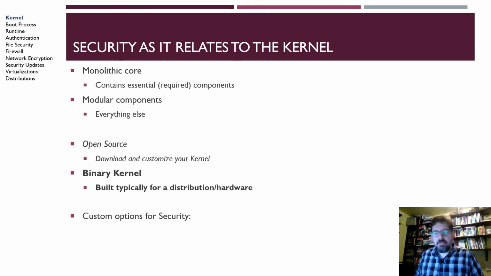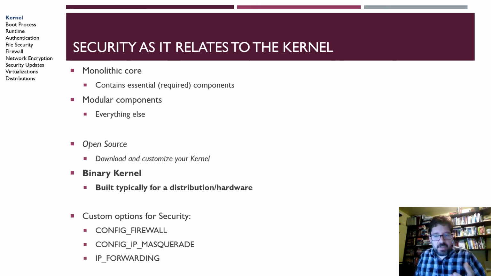However, you could download your own version of the kernel. There are custom options for security, so you could download the source code and compile your own version. One of the custom options is to make the kernel a firewall, so it optimizes the kernel to operate as a firewall. Another one is to configure it for NATing, or for being a router. IP forwarding basically is creating a kernel that's really going to make your Linux machine a router, for example. So lots of different options, but again, most of the time we're going to be using a binary kernel.